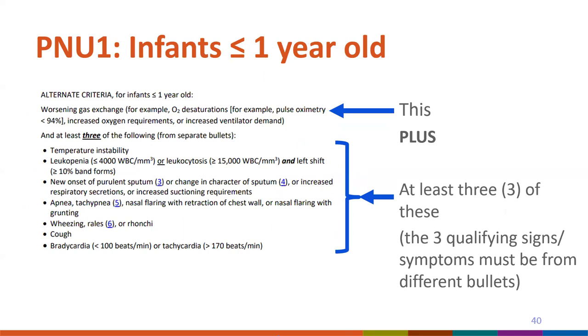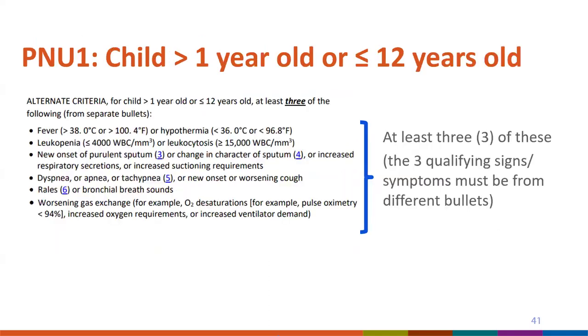The first alternative criteria is for infants less than or equal to 1 year of age. To meet this criteria, the infant must have worsening gas exchange and at least 3 additional signs and symptoms from different bullets. And the second alternative criteria is for a child from greater than 1 year to less than or equal to 12 years of age. To meet this criteria, the child must have at least 3 qualifying signs and symptoms from different bullets.